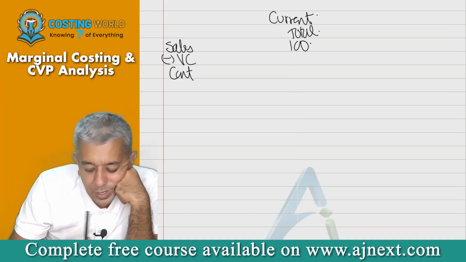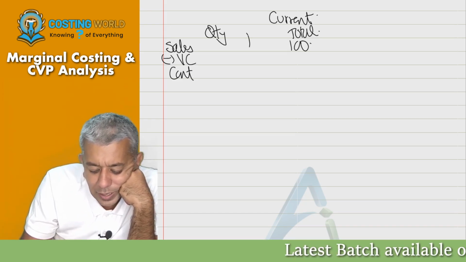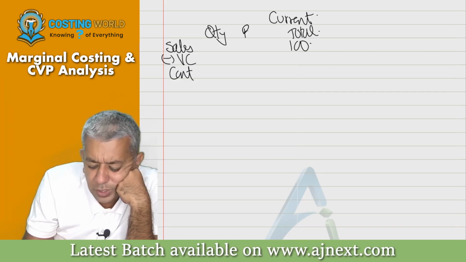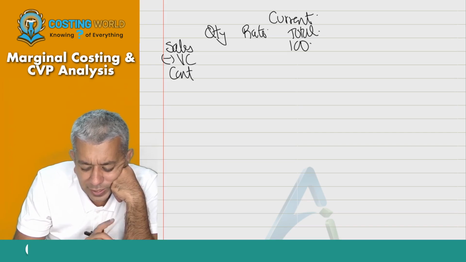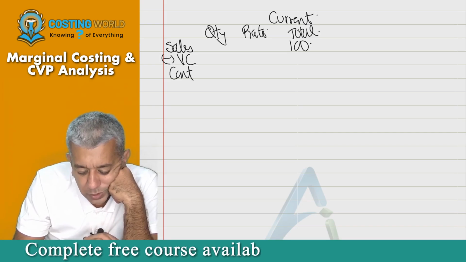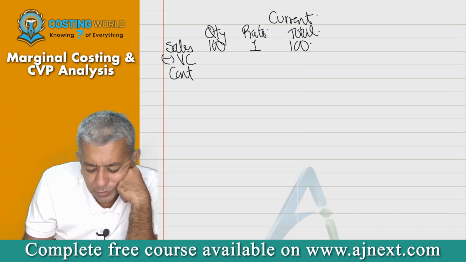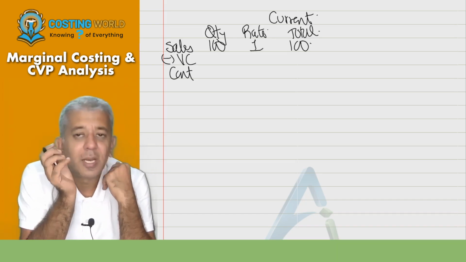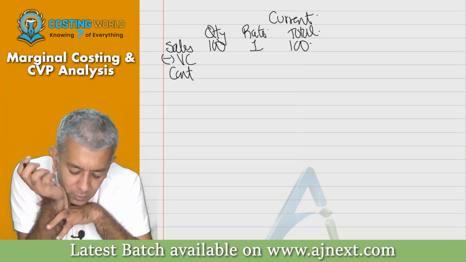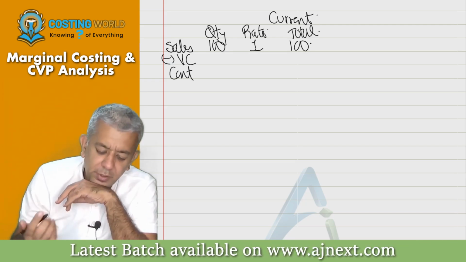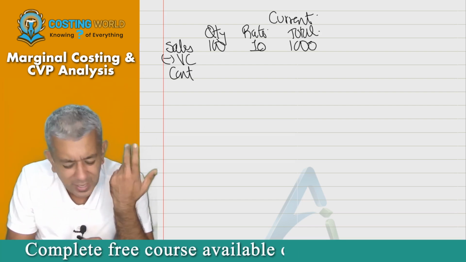Now I'm assuming any breakup of it. Whatever you want, the answer will be the same. I'll not take 10 into 10, else I'll not be able to speak. So I'll take two numbers, say 100 into 1. Currently say that we are selling 100 units at the rate of 1, so I'm getting sales of 100. Anything is all fine here.